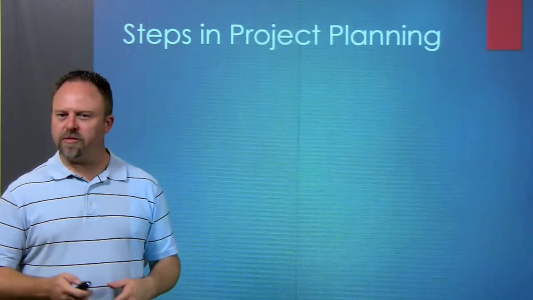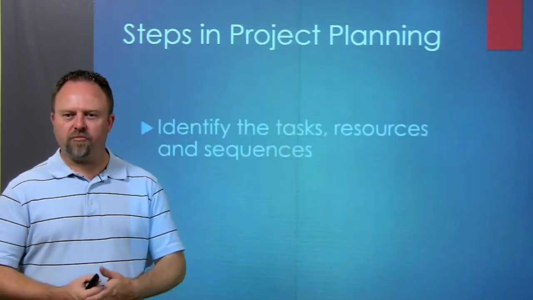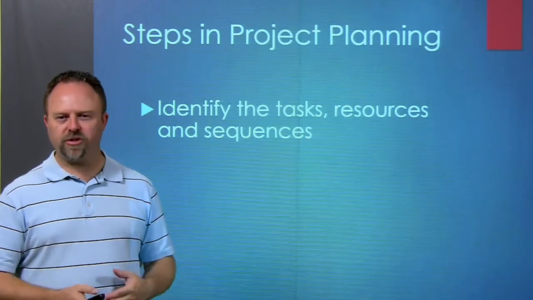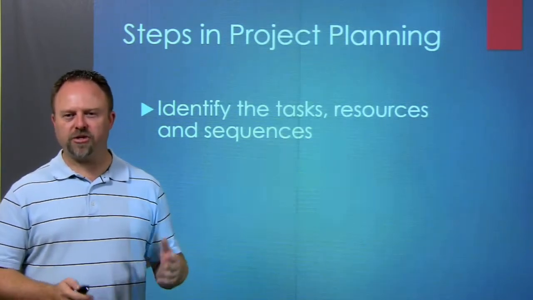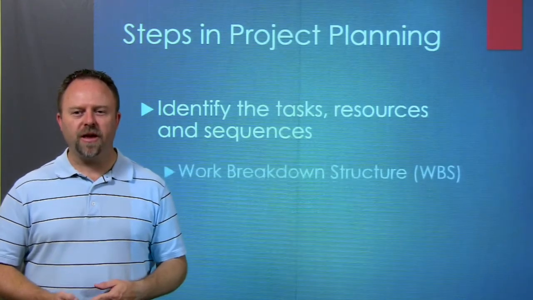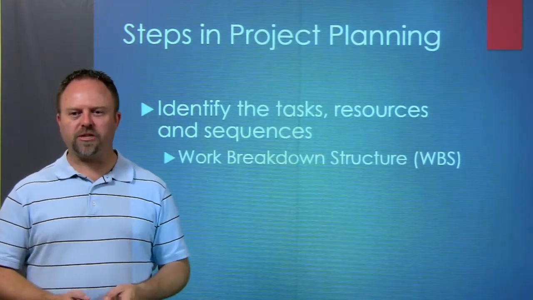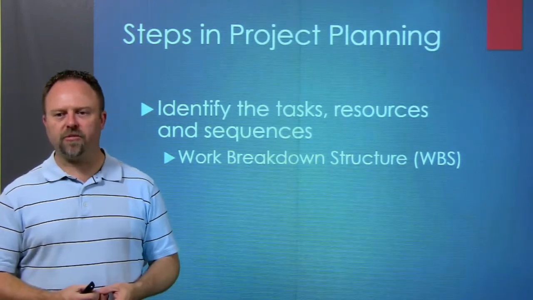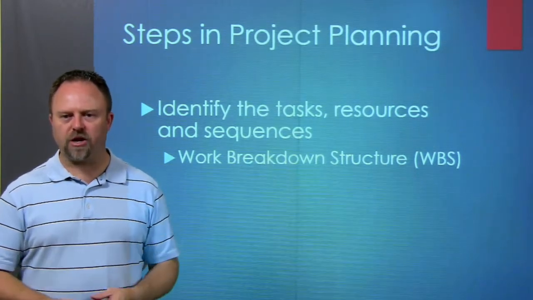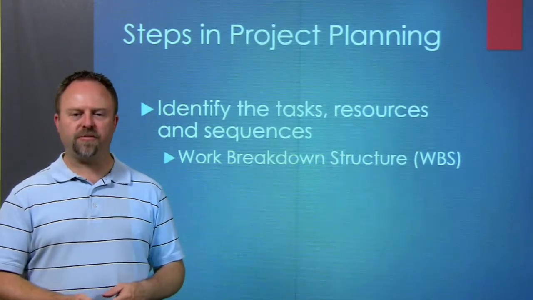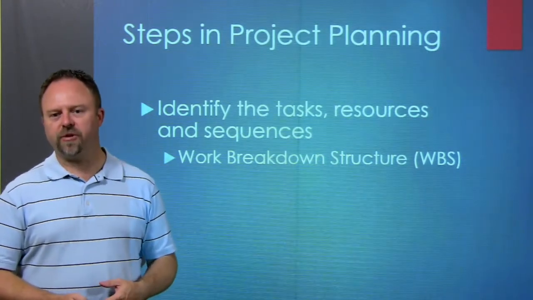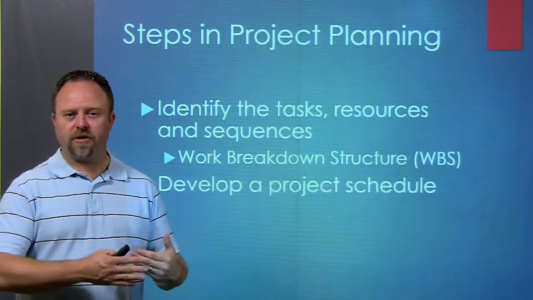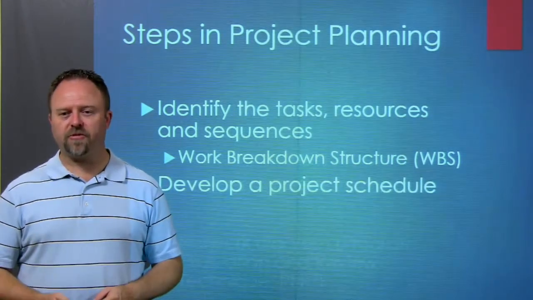So as we go through some steps that we'll talk about in project planning, identifying those tasks and sequences and what resources you need would be the first step in the process, making sure you understand the whole process well. And then you can use what's called a work breakdown structure, which is an organizational tool that you could use to organize all that information into something that's understandable and that you could share with somebody else. And then you can develop a schedule to figure out when things should be done, and there are a couple of different ways you can do that.